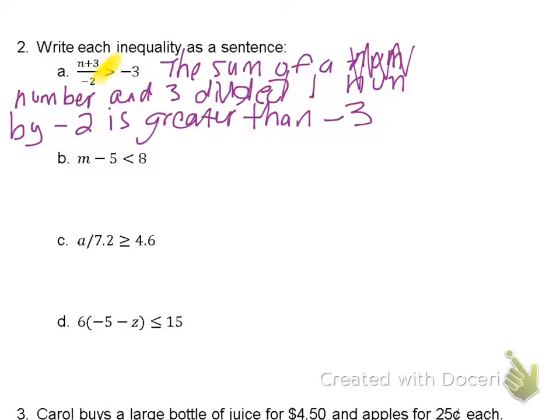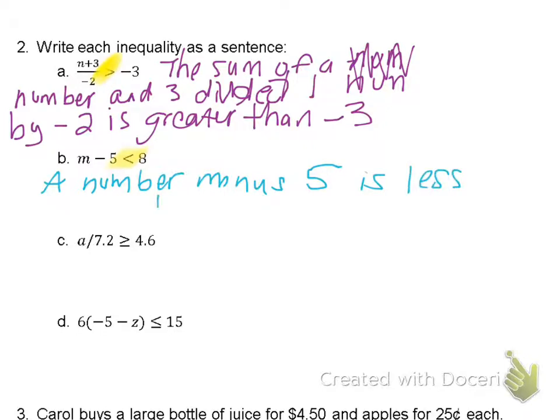Okay, the next one, we have a number, which is m, minus 5, or you could say 5 less than a number, is, and our inequality symbol is a less than. So we're going to do less than, and then we have 8.